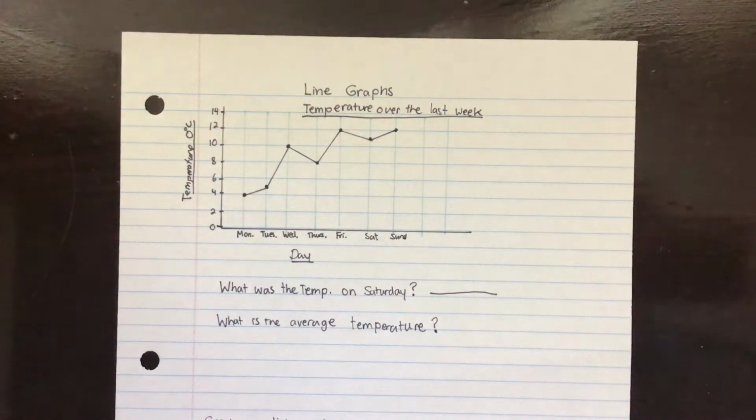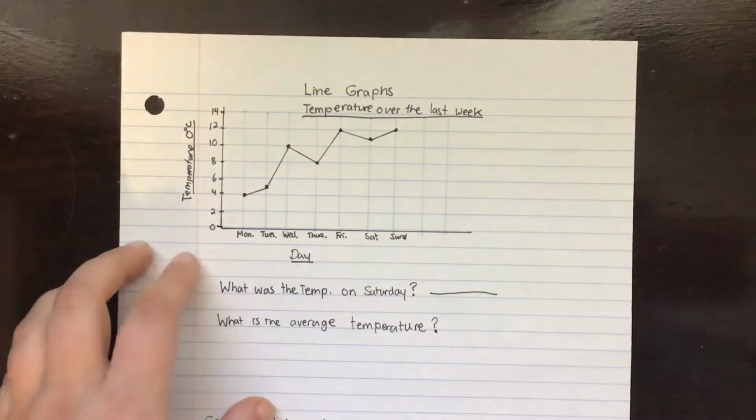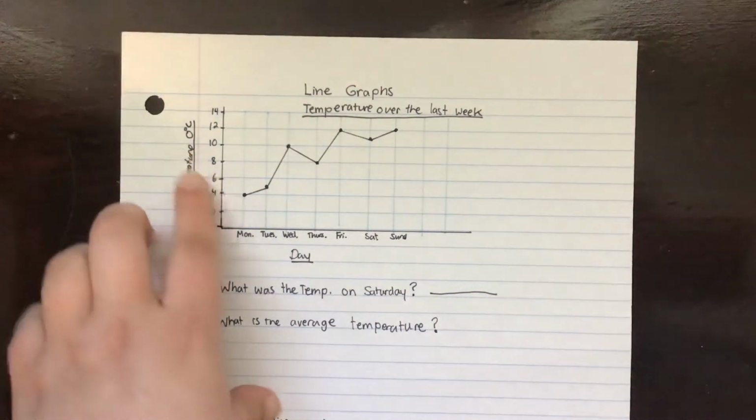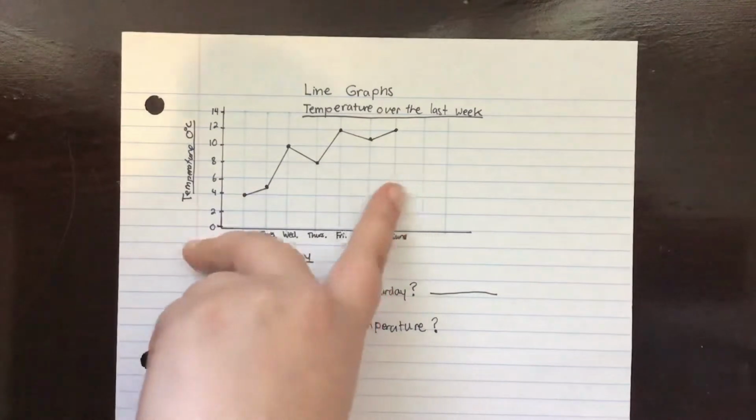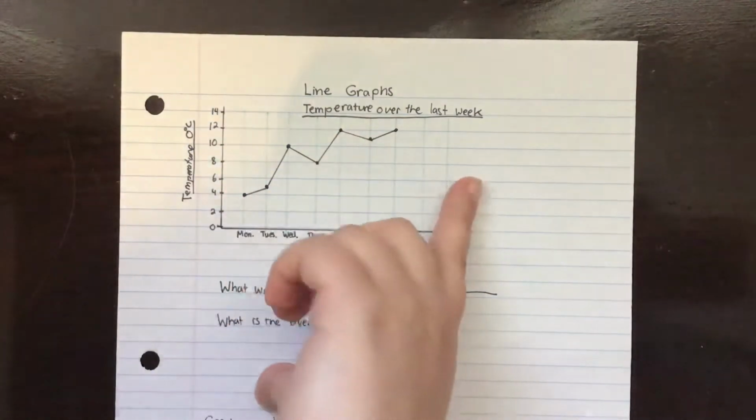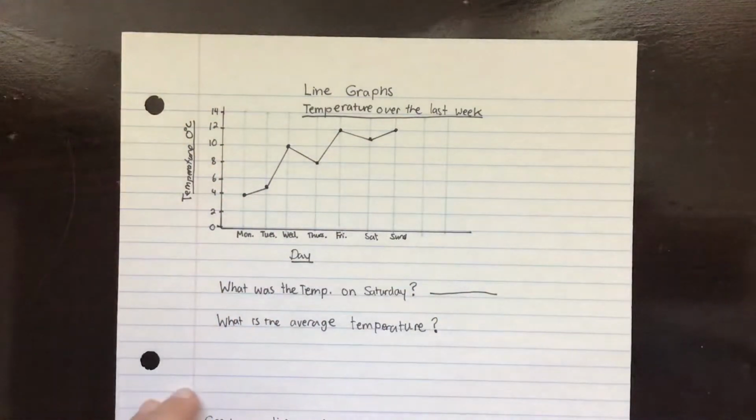Good morning, everyone. Today we are talking about line graphs. Now, line graphs are a little bit different than bar graphs or pictographs because they usually show something that happens over time. So if you look at my graph here, it's showing the temperature of each day over the course of a week. So it changes as the week goes on. That's the main point of a line graph.